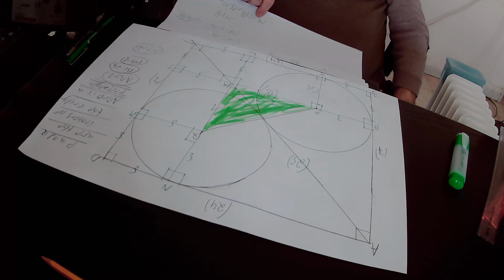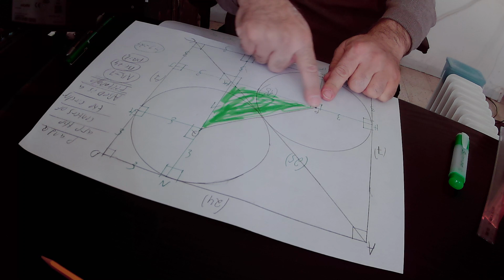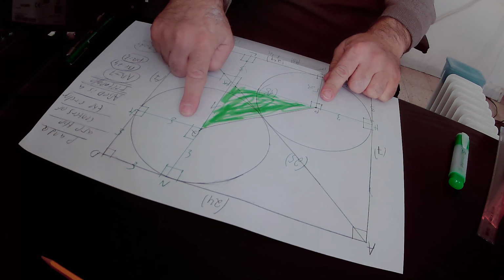I repeat again, the distance between the centers of the two circles, that is to say QP, equals 5 times the square root of 13 units, or in numbers, QP equals 18.03 units.